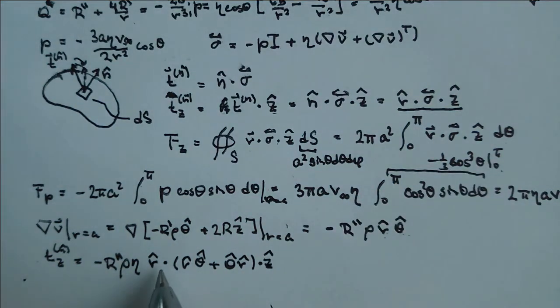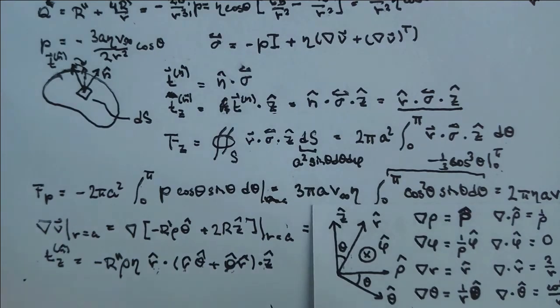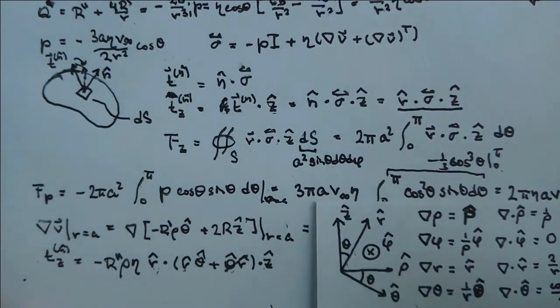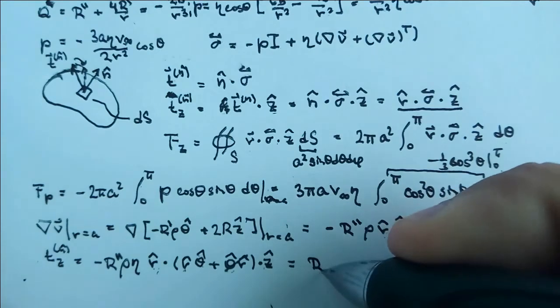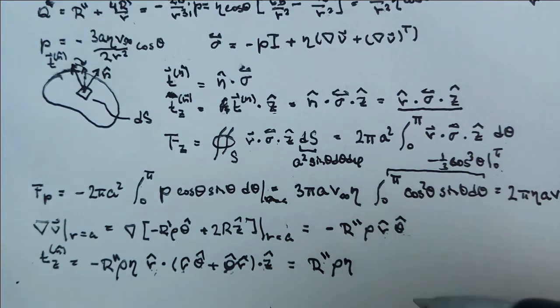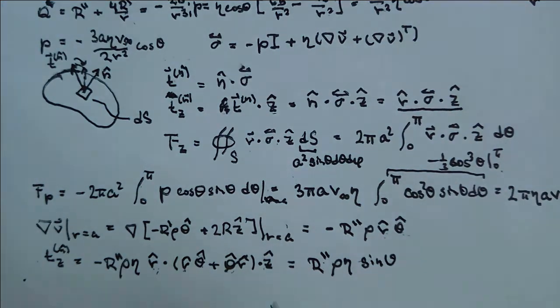That's it. If you see clearly, the dot product of r hat with this is 0, this is 1, and this one, if you look at this diagram, theta dot product with z is cosine of pi over 2 plus theta, which is minus sine. So this is going to be r double prime rho eta times sine theta. We have absorbed the minus with this minus. Then it's easy. We will be integrating this form.